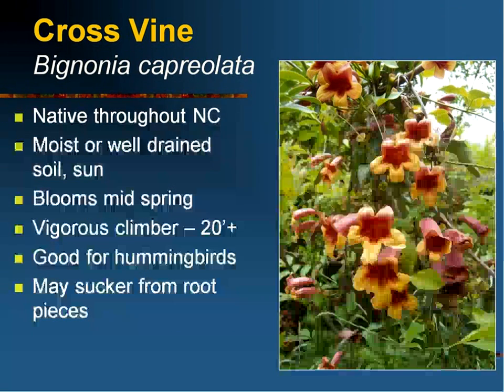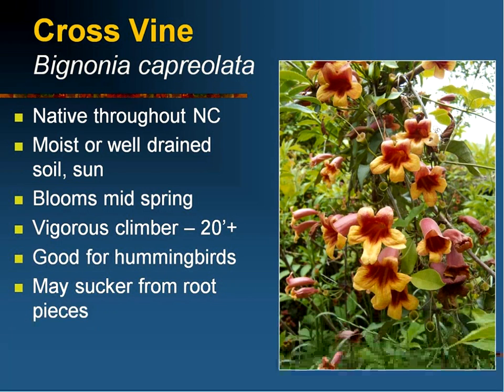Just wanted to include a couple of vines. Cross vine is one that grows throughout the state, typically in wetter areas, and it is a spring bloomer and a very vigorous climber, so it does need a pretty substantial structure to grow on. It is a wonderful plant. You can see with that tubular red flower, hummingbirds love it. It's one of the ones they really go for, typically in May.